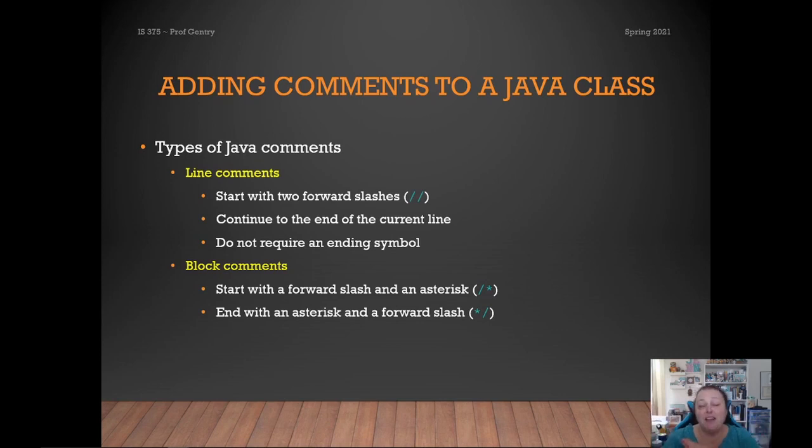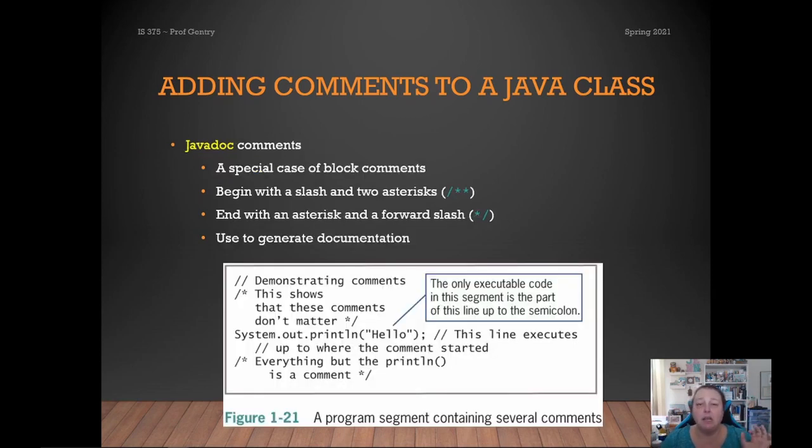Block comments, on the other hand, are going to be a / and an asterisk, and then it does have an ending of an asterisk and a slash. Anything found between those asterisks and slashes is going to be a comment. You can do multiple lines, multiple sections, multiple pages. But anything that's found within those indicators is going to be considered a comment and ignored.